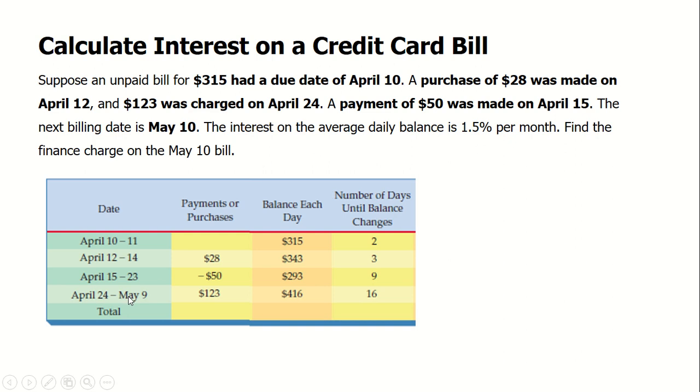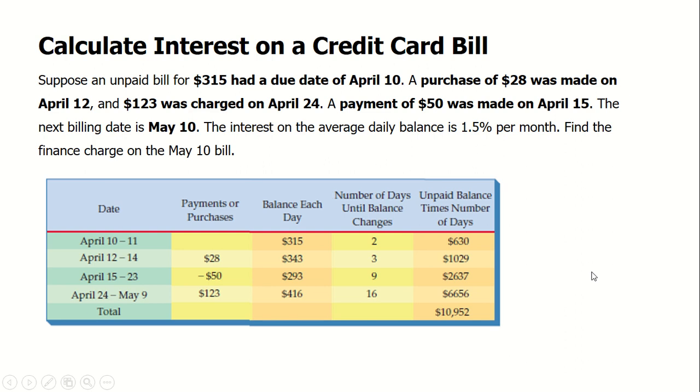24 to May 9, April 24 to May 9, 24 minus 9 is 15. You add another 1, plus 1, so 16. In the final column, unpaid balance multiplied by the number of days. So 315 times 6 is 30, 343 times 3, 1029, and so on.